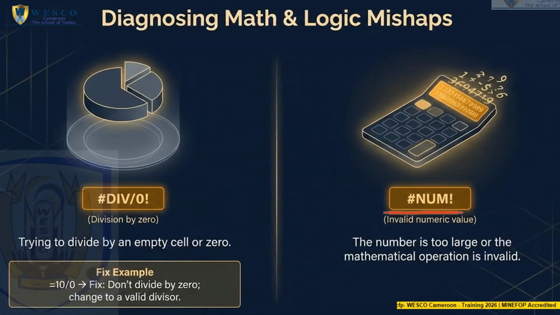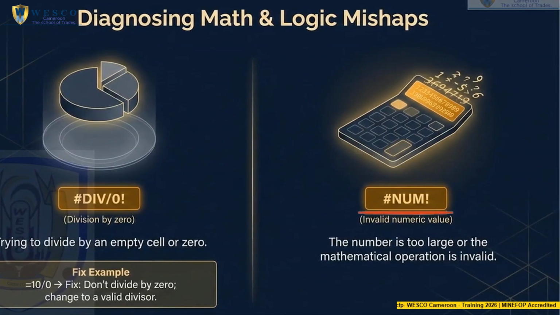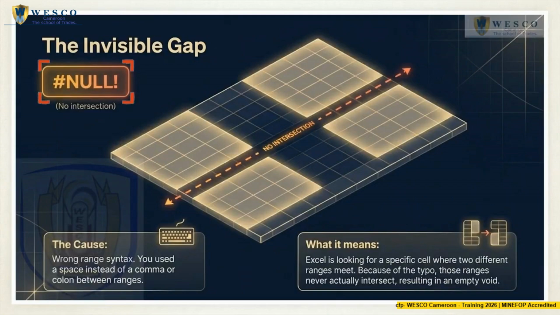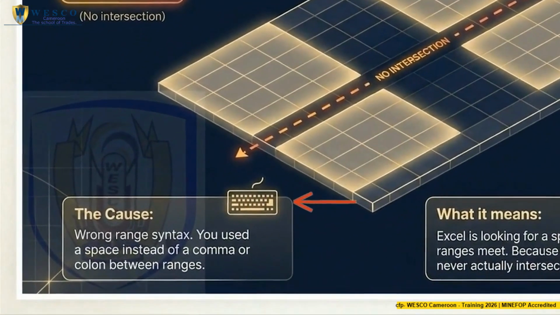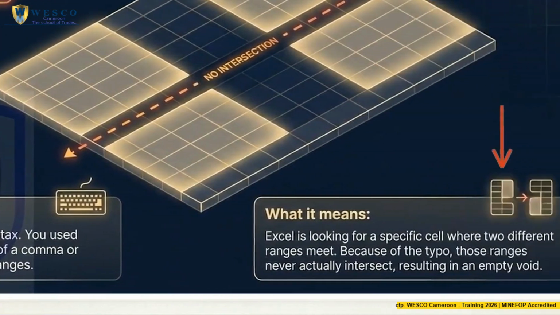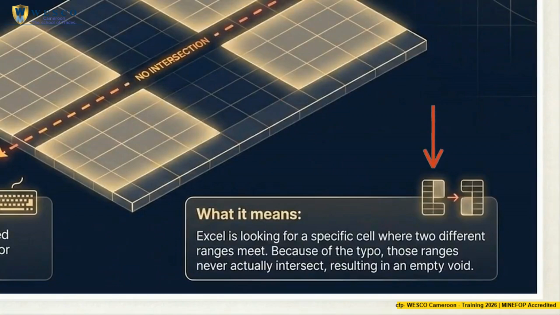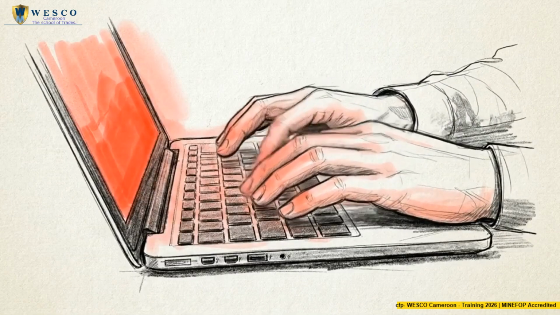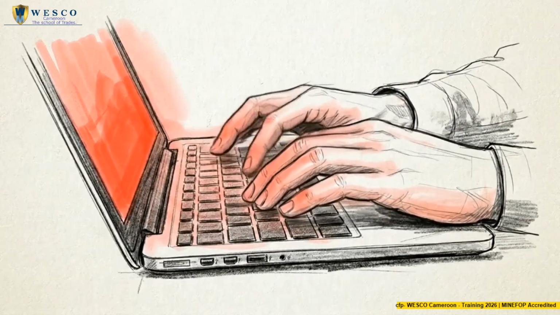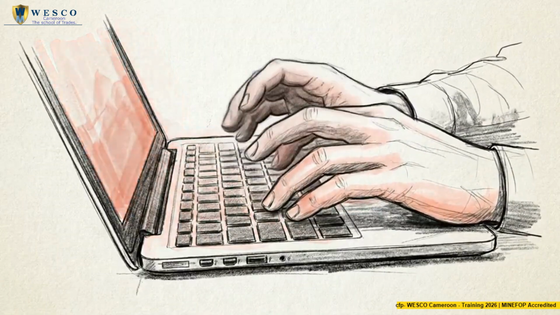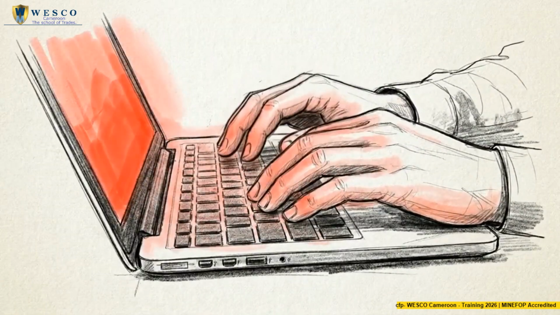The #NUM! code appears when a number is too large for Excel or the mathematical operation is invalid. This 3D grid represents the #NULL! error, a spacing mistake. It happens if you use a space instead of a comma or colon between ranges, leaving Excel searching for an intersection that doesn't exist. Excel is strictly literal. These error tags show the software is functioning correctly, identifying typing mistakes before they corrupt your final report.